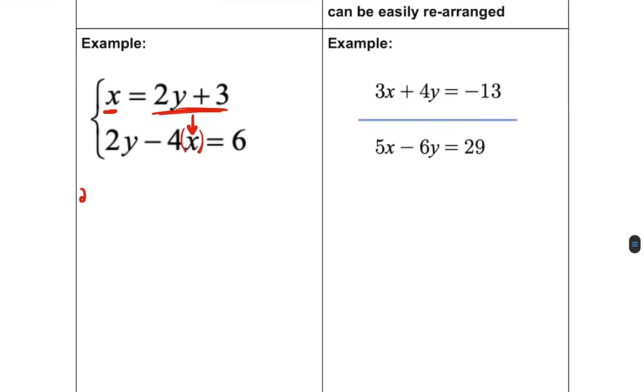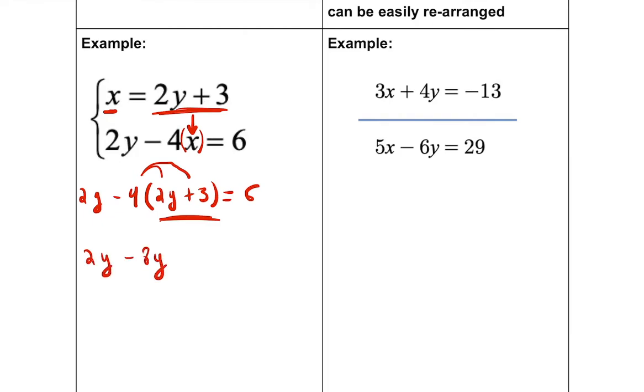And so we'd have 2y minus 4 parenthesis 2y plus 3 is equal to 6, right? Substitution, all I've done is replace the x with 2y plus 3. Now we will distribute the negative 4. 2y minus 8y minus 12 is equal to 6. And it's just a little algebra from here.